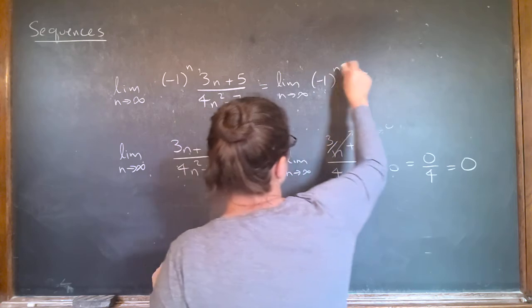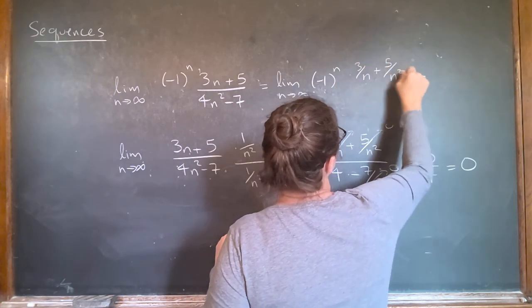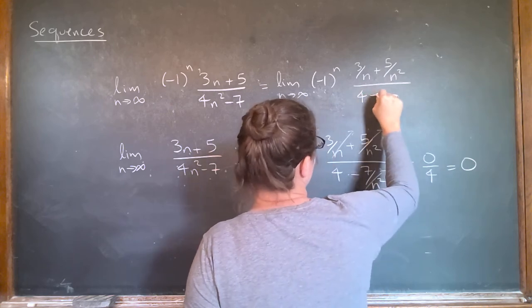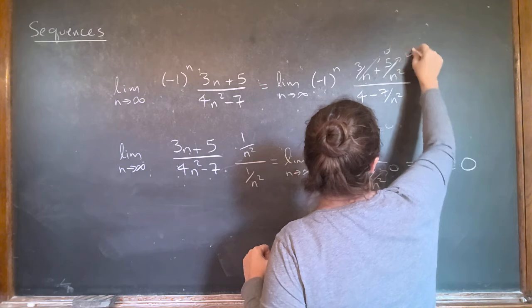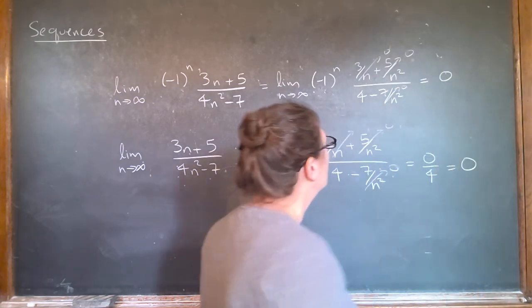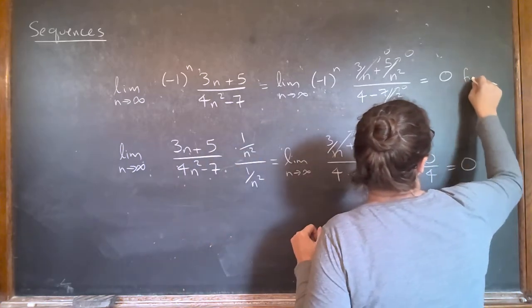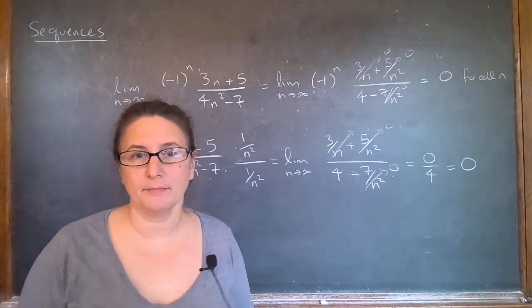So I'm just going to write this the same way as we did before. I'm going to get 3 over n plus 5 over n squared over 4 minus 7 over n squared. Everything goes to 0. So this is going to be 0 for all n, right?